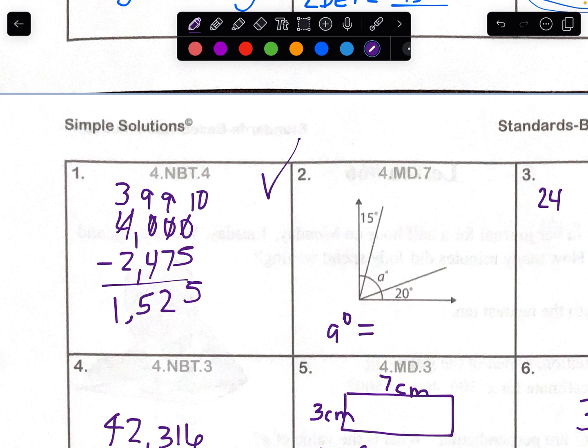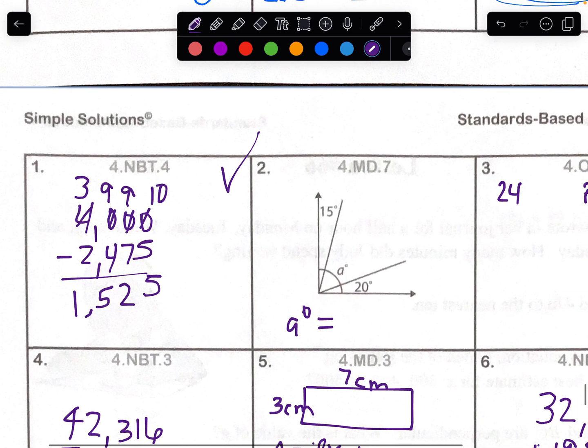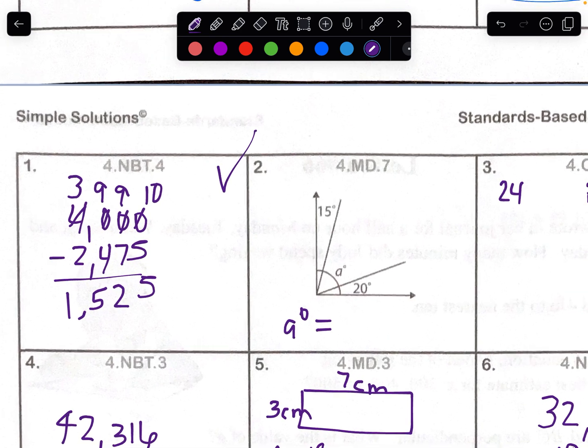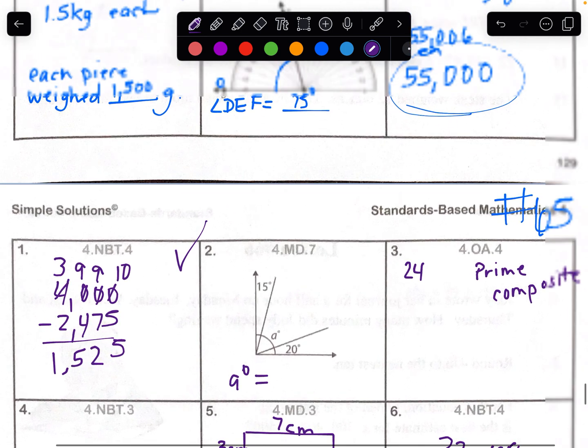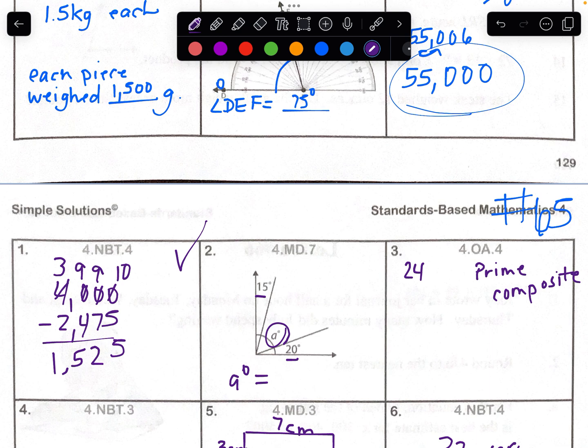All right, number 2, it says this forms a right angle. This looks a little bit different than what we've used to be doing, but that doesn't mean you can't do it. So you see 15 and 20 and then A. All of those have to equal 90 degrees. So if you add 15 and 20, that's 35. And then if you subtract those, you're going to get 55. And that is what A is, 55 degrees.